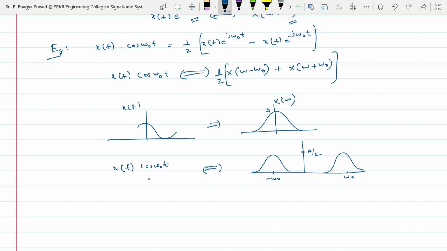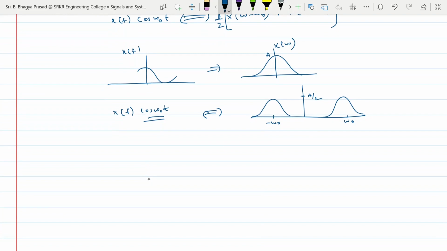We will discuss how this shifts to two different frequencies, minus omega naught and omega naught, while discussing the frequency domain of cos omega naught t, or the Fourier transform of cos omega naught t. Just keep it in observation.